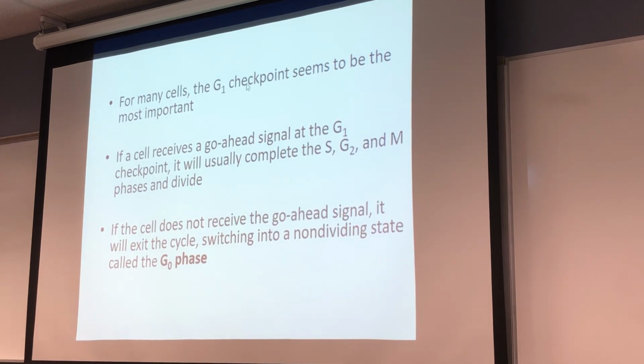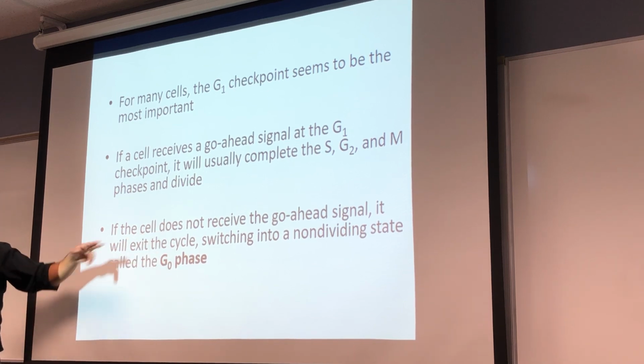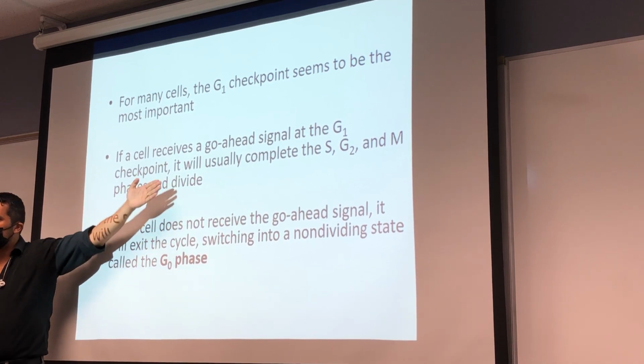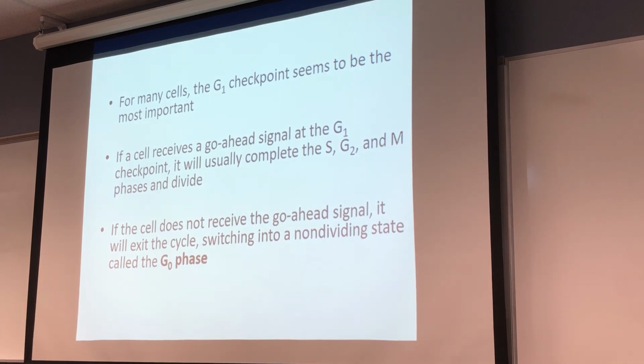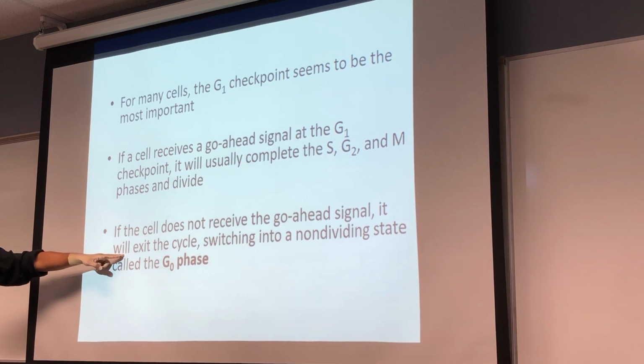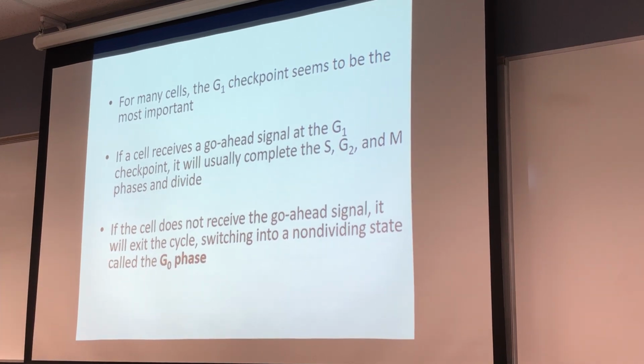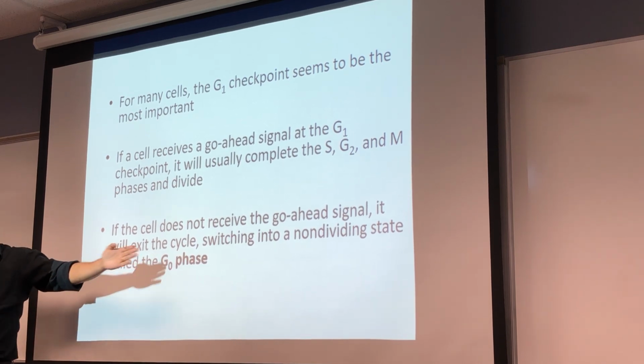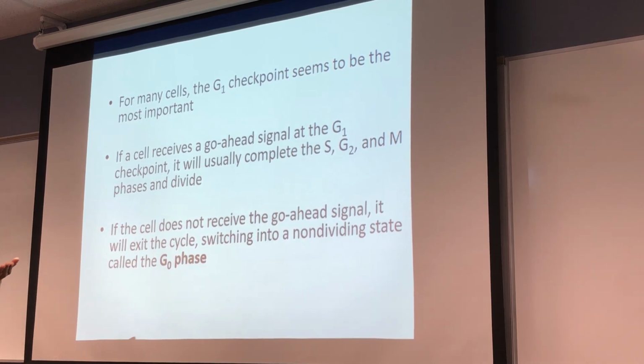So for many cells, the G1 checkpoint is the most important one because if it receives that signal, more than likely it will go through all the other phases and it will be able to divide, unless there are mutations that could prevent that. The G0 phase: those are the cells that do not receive the go-ahead signal from the G1 checkpoint to go through the whole cell cycle control, but rather they will exit the cell cycle, and that will be in a non-dividing state, quiescent state, senescent, resting cells. That is the G0 phase, unless they are brought back into it.